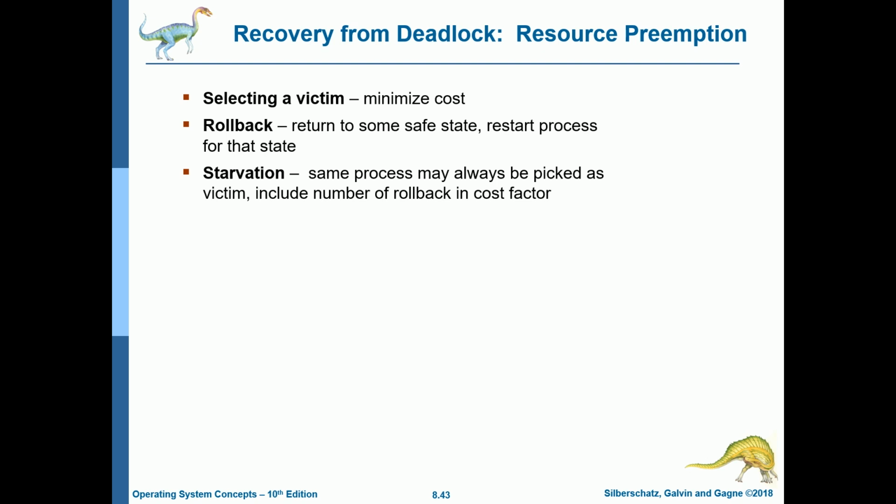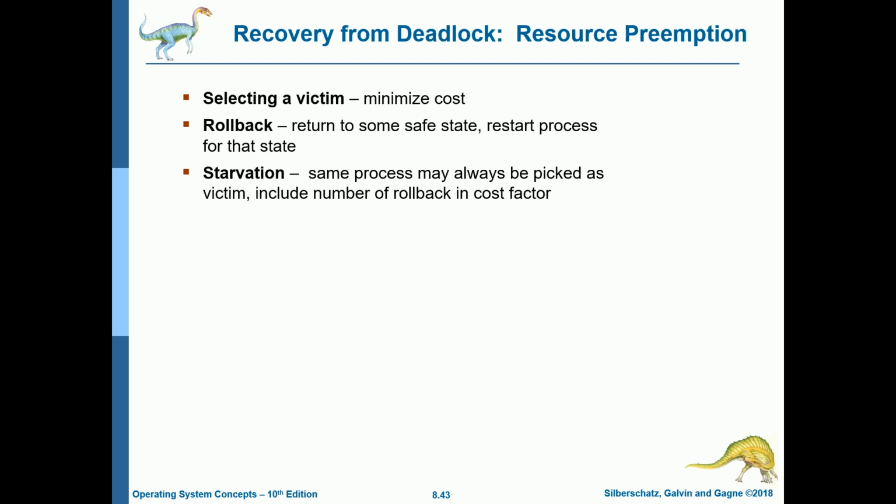To eliminate deadlocks using resource preemption, we successively preempt some resources from processes and give these resources to another process until the deadlock cycle is broken. If preemption is required to deal with deadlocks, then there are three issues that need to be addressed. First, we have to select what's called a victim. Which resources and which processes are to be preempted? As in process termination, we must determine the order of preemption in order to minimize the cost. Cost factors may include such parameters as the number of resources a deadlocked process is holding and the amount of time the process has thus far consumed.